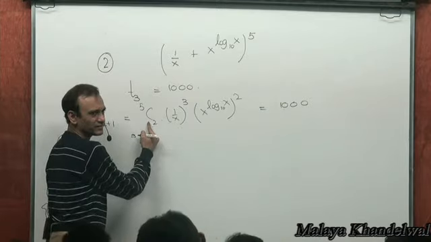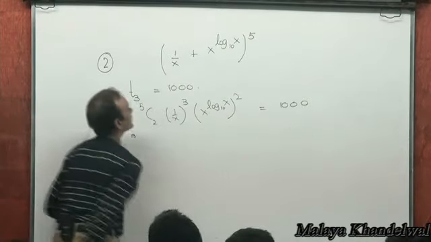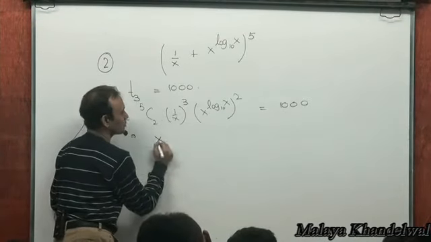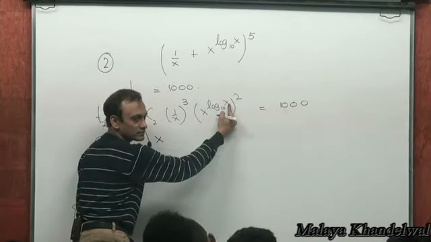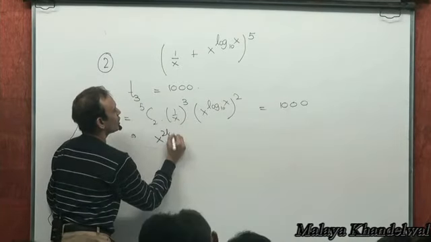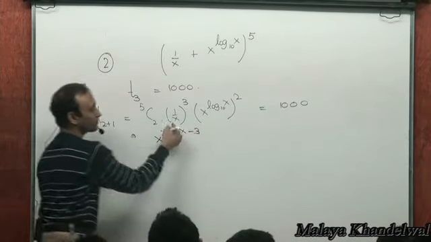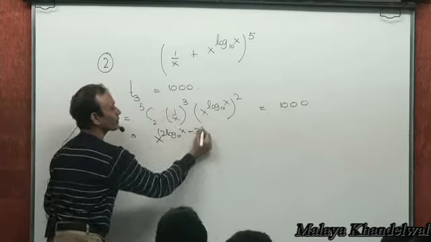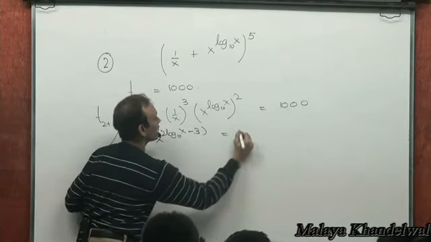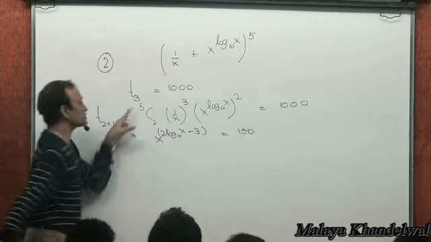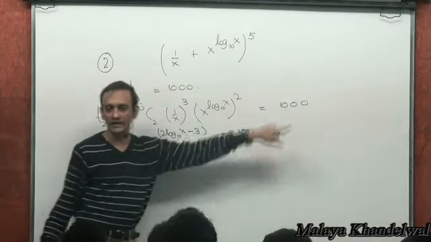5C2 is 10, so that will make this 100, right? And this will become x to power 2 log x to the base 10 minus 3, right? That must be 100, because 5C2 is 10, 1000 by 10, right?